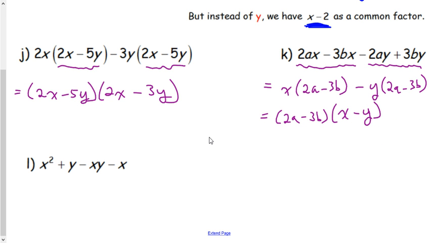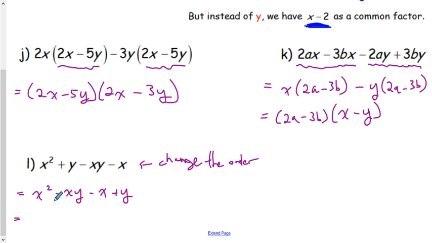Finally, we've got L. For L, we're actually going to change the order, which you're allowed to do, as long as we keep our signs organized. So here's what we're going to do. Let's change the order around so we keep our x squared in the front, and then we have our minus xy next, and then we have our minus x, and then we have our plus y. So I'm going to change that order around.